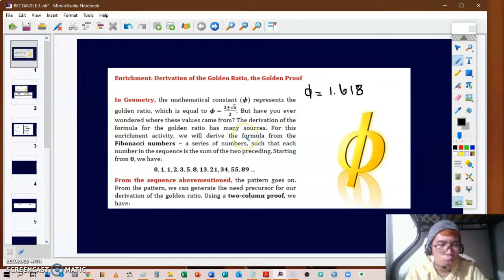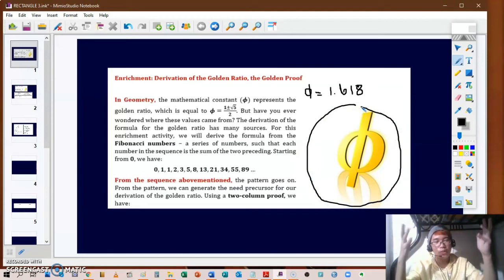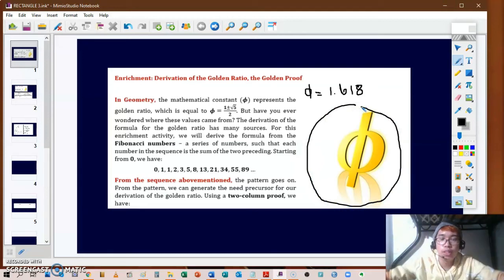Okay, so have you ever wondered where this came from? This is the symbol of it, made into gold to signify its golden status in mathematics and also in real life. There are many derivations of the golden ratio, but one of them is the Fibonacci numbers.